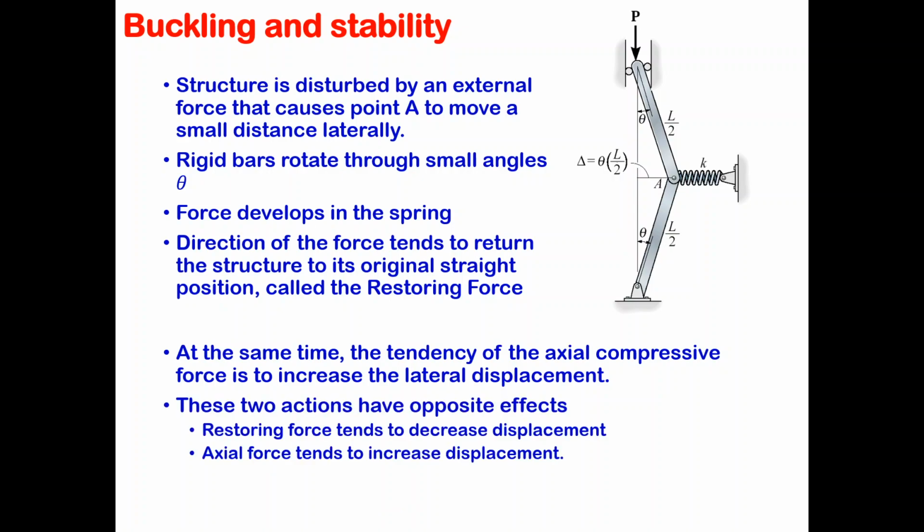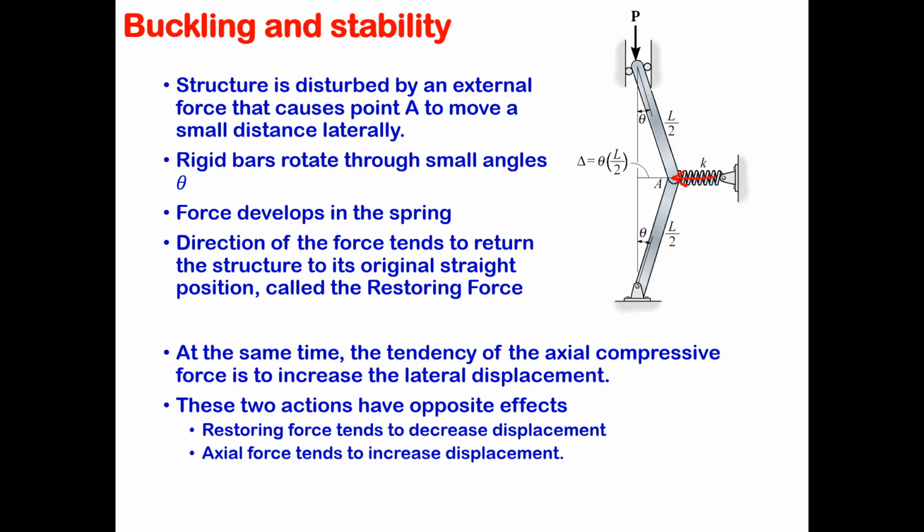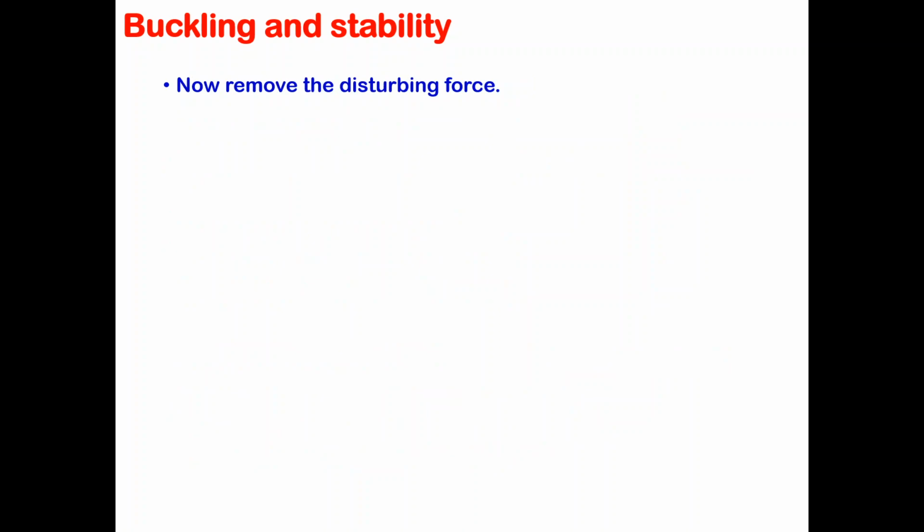Okay? So we have two forces in the opposite directions. One of them is the displacing force, which in a real column is acted by the elasticity of the column, right? That is actually that the column wants to move back to its original position. But we also have the compressive load that wants to buckle the column even further, right? So the restoring force tends to decrease the displacement, this displacement delta, and the axial force tends to increase the displacement.